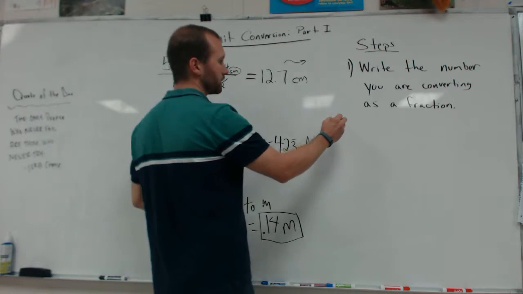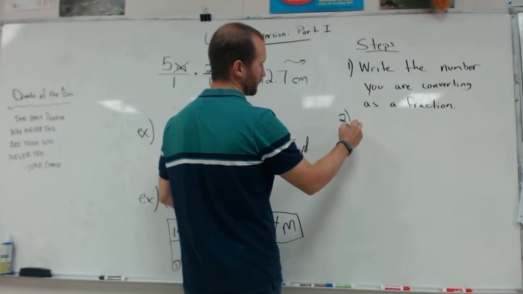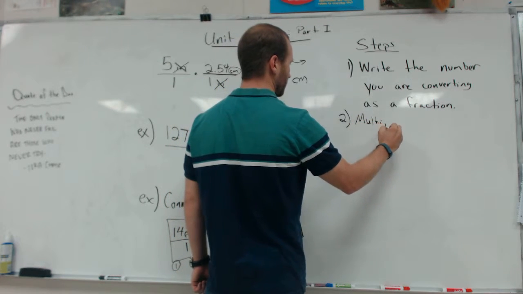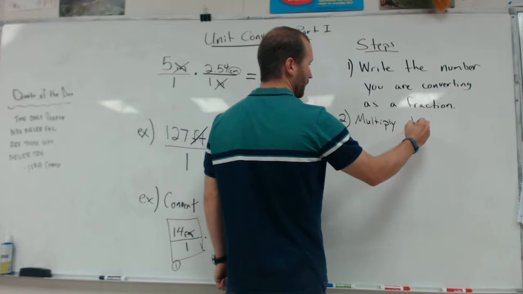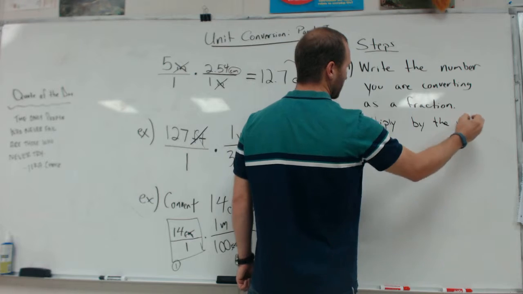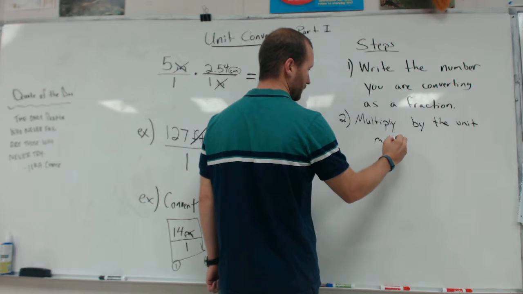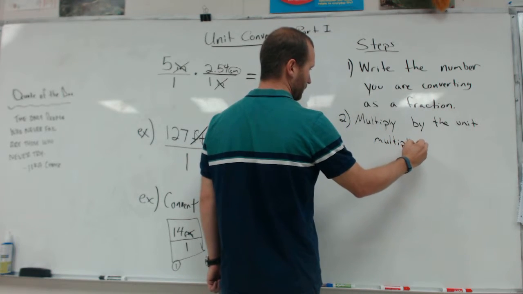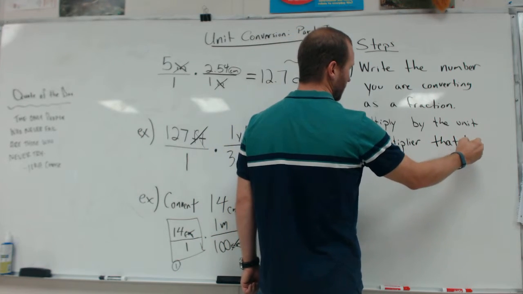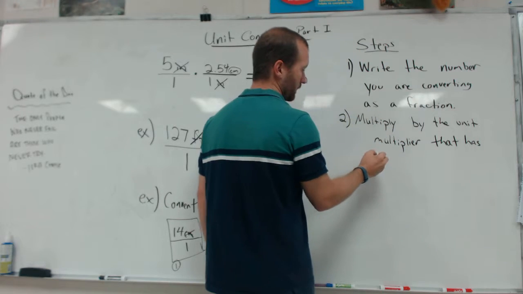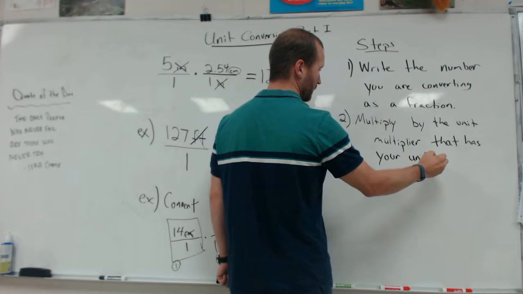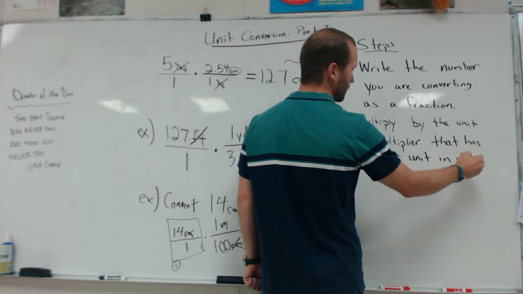Step 2. Multiply by the unit multiplier that has your unit in its denominator.